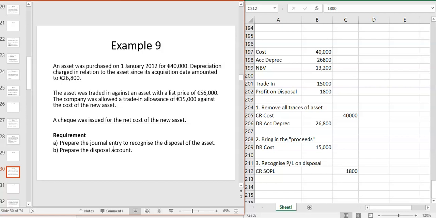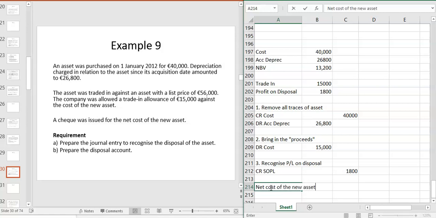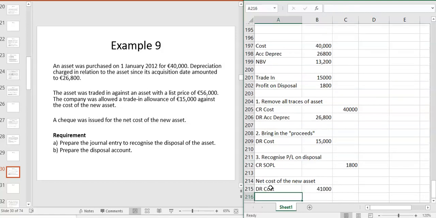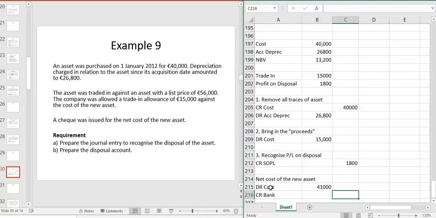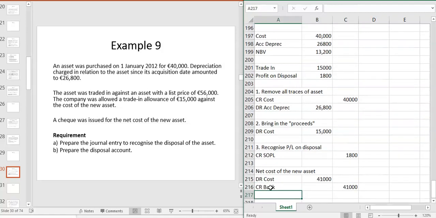The one other entry a lot of students forget here is the net cost of the new asset, which will be debit cost account for PPE, 56,000 minus 15, and credit bank, 41,000. So the trick here is you're getting a trade-in, so you have cost gone up 15, but you're getting a new asset of 56, and you're paying a check for the net. So you're putting down a trade-in of 15, you have to stump up the other 41,000.